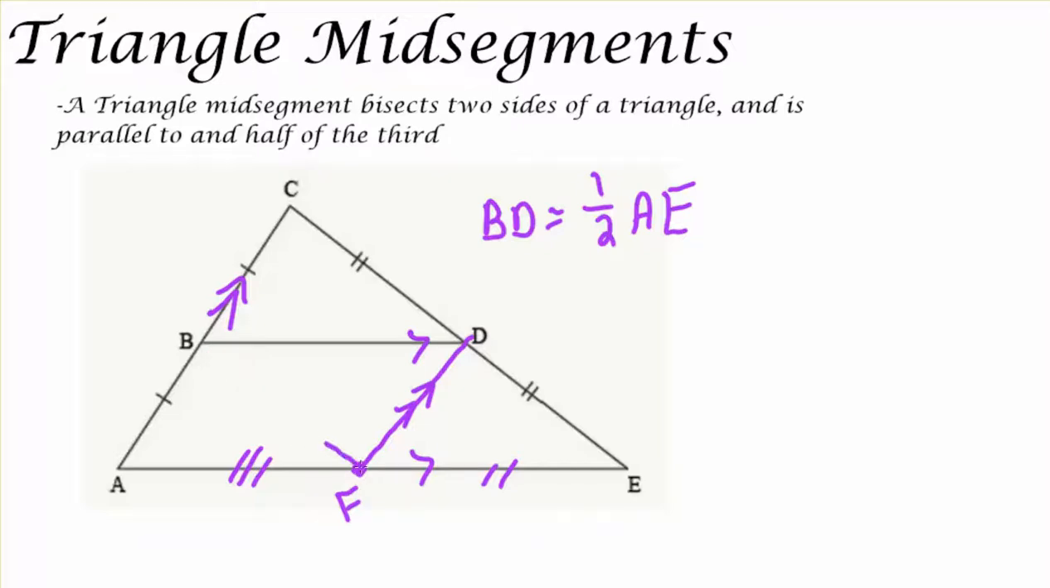Now I can make the third midsegment here by connecting F to B. And that midsegment BF will be parallel to the side CE, and BF will be half of CE. So the three midsegments all have a corresponding third side that they are parallel to and that they are half of.